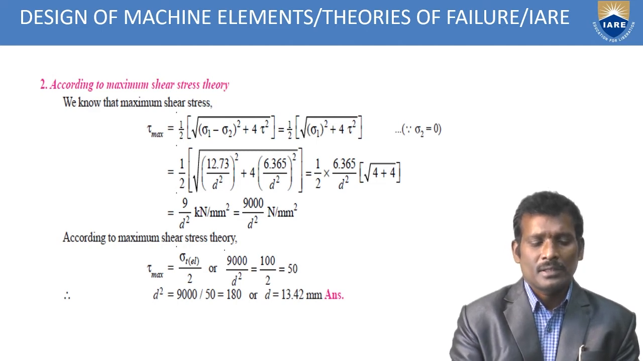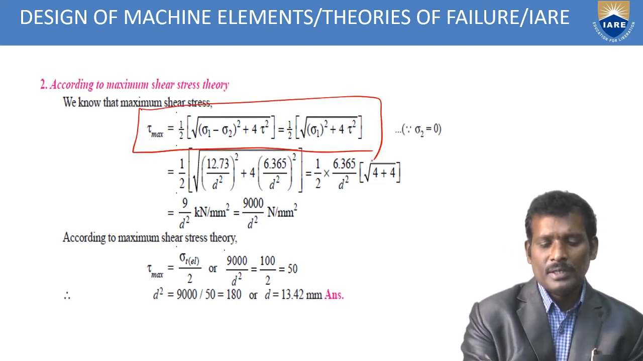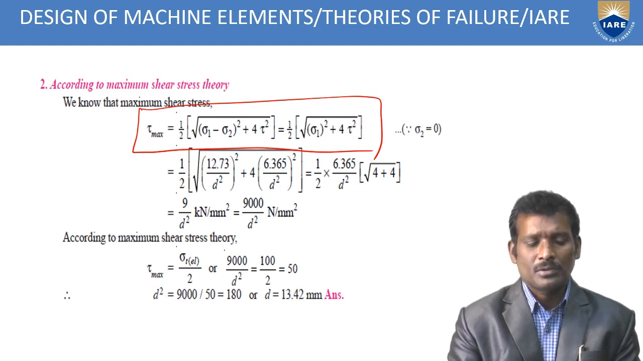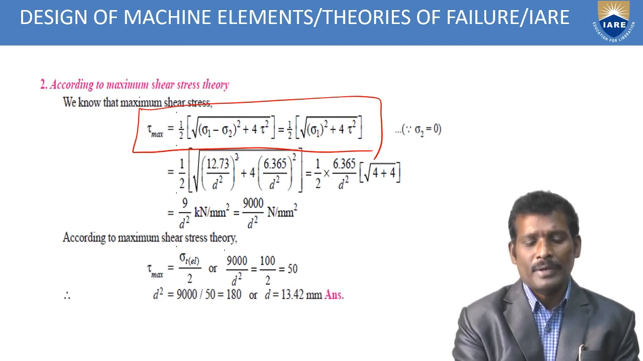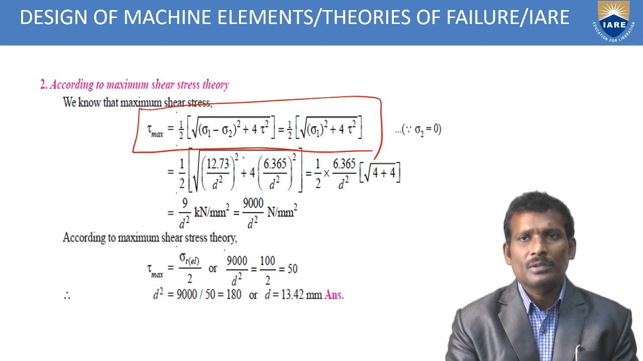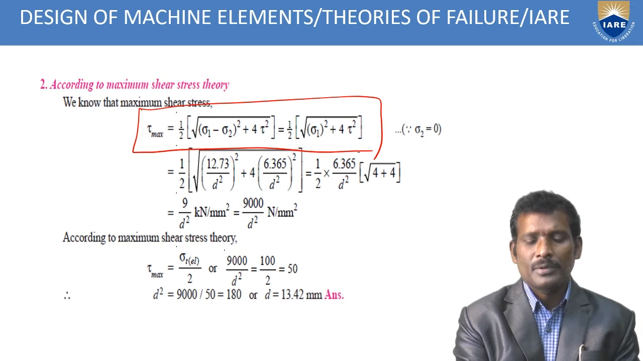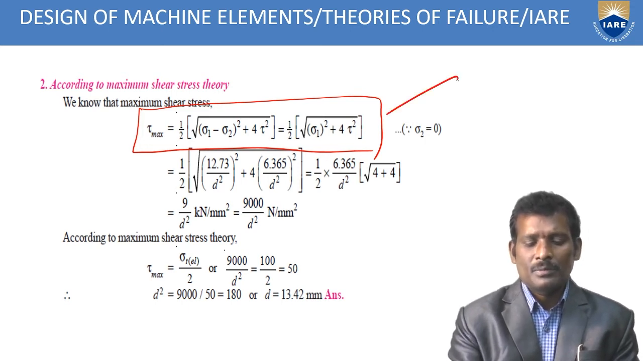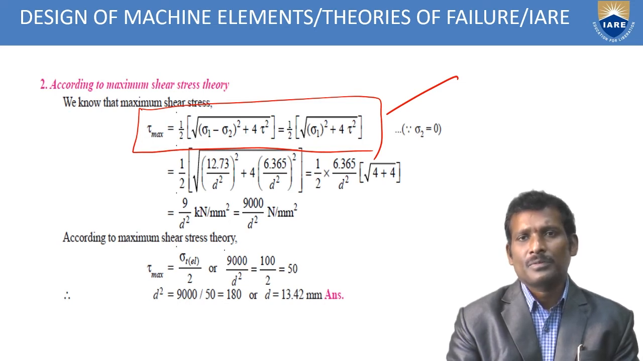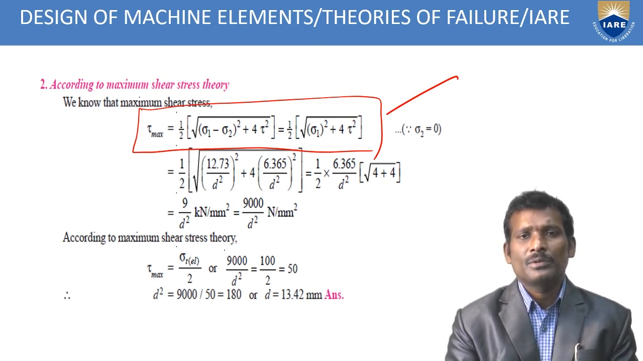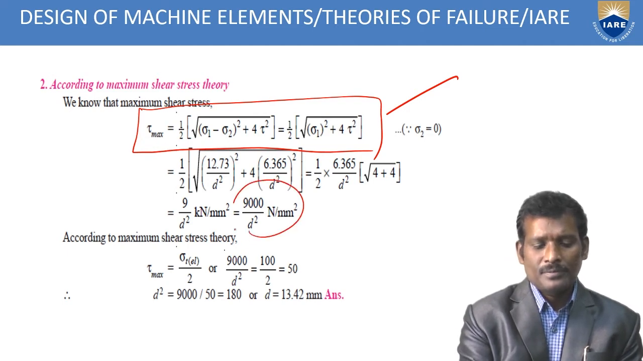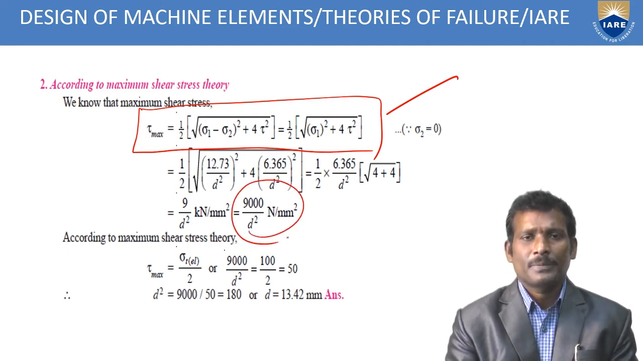According to the maximum shear stress theory, first write down the equation. What is the empirical relation? Tau max is equal to half of square root of (sigma 1 minus sigma 2) whole square plus 4 tau square. Here also sigma 2 is 0. So substitute the sigma 2 value of 0 in this equation. After simplification, you will get the equation of square root of sigma 1 square plus 4 tau square. So substitute the values of sigma 1 and tau in terms of D. You will get 9000 by D square Newton per mm square.